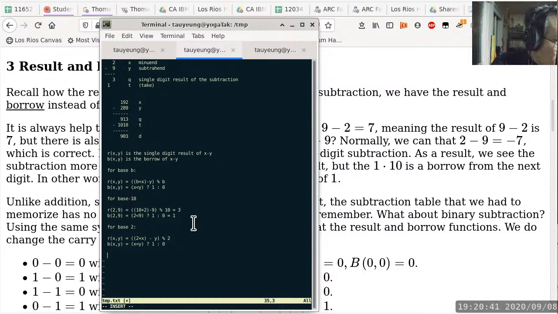So for B, you can do not x and y. Yes. So we'll get to that point.